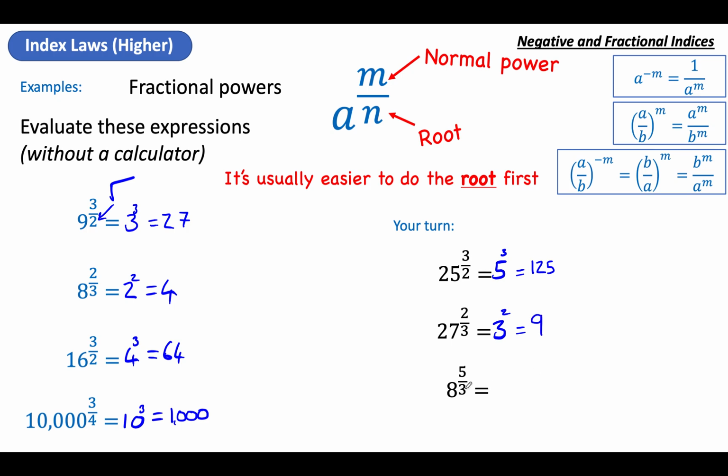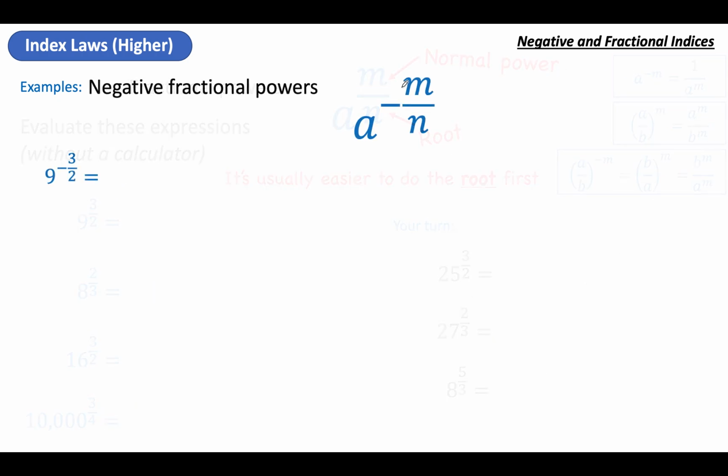This one, 8. The cube root of 8, because this bottom fraction number is a 3. So that means the cube root, because it's a 3, cube root of 8 is 2. And then we do the normal power. So this is 2 times 2 times 2 times 2 times 2, which is 2, 4, 8, 16, 32. It's still 32. Who would have thought it? So do the root first, do the normal power afterwards.